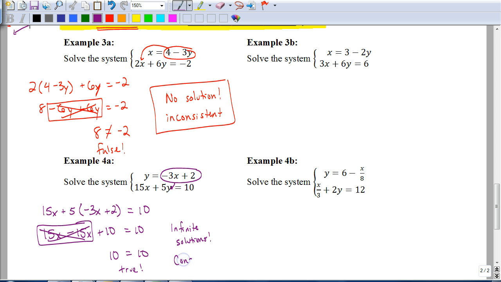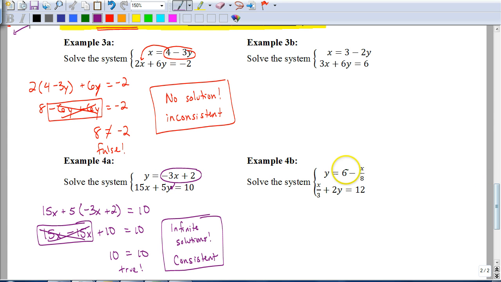Meaning in this case, if we were to classify it, it would be consistent, because the only time it's inconsistent is if there's no solution. Any other time, if I have 1 solution, 2 solutions, 10 solutions, infinite solutions, I would classify it as being consistent.